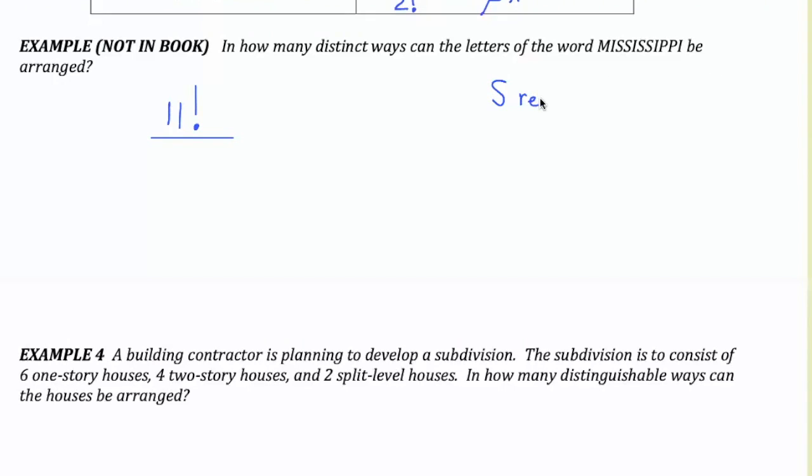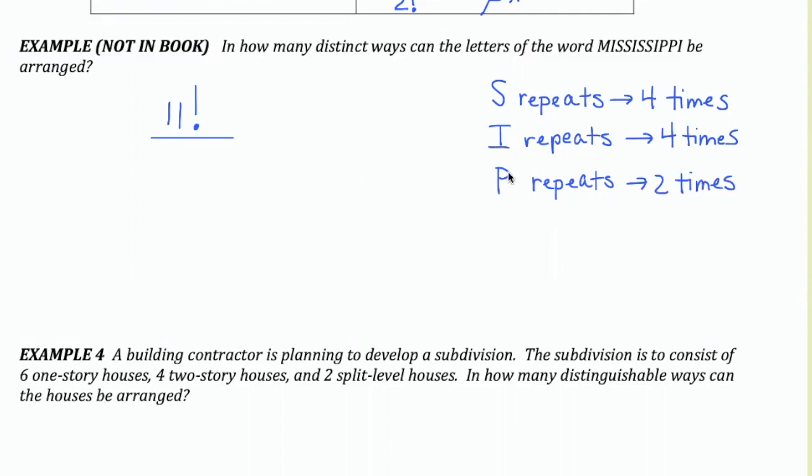S is one of the letters that repeats, and it shows up 4 times. I is a letter that repeats, and it shows up 4 times. P also repeats. It repeats twice. So, as I started to say before, when you need to reduce the number of possibilities because some are going to look the same, you'll always use division. And then in the bottom of this fraction, you are always going to line up a separate factorial for each kind of thing that repeats.